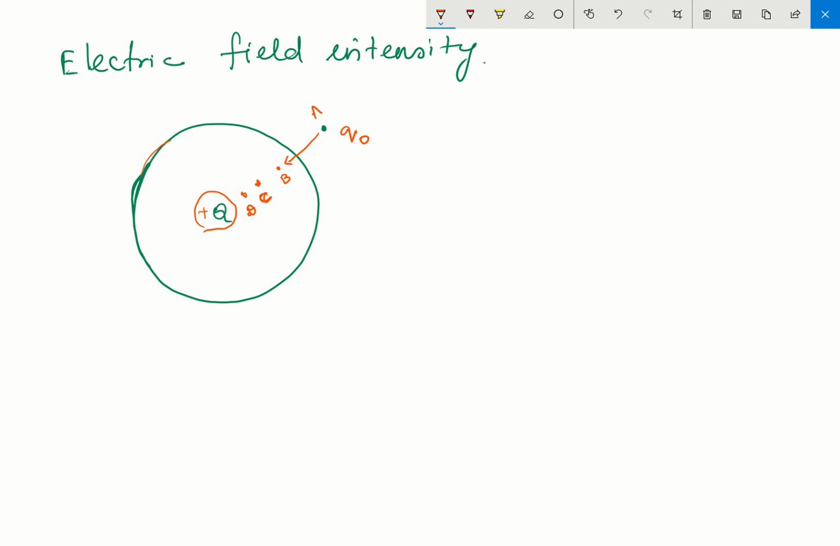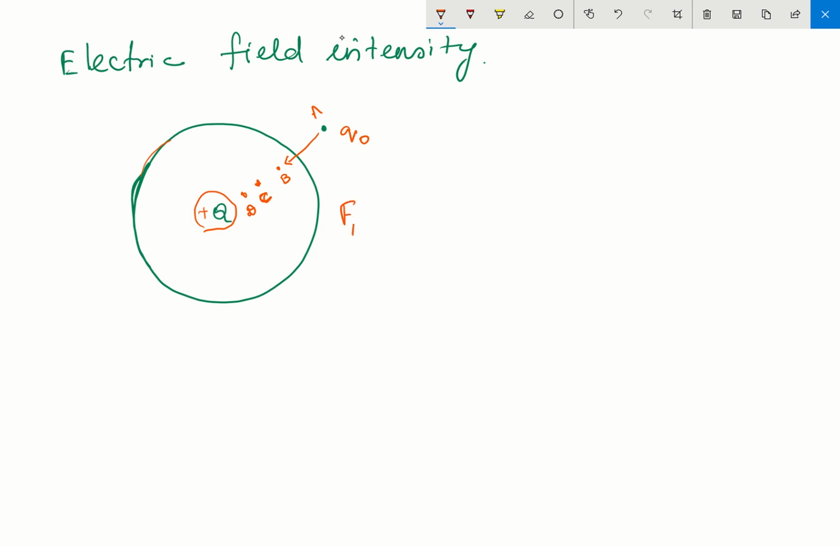But what is the magnitude of the force? The magnitude of the force at B, I think you know very well, is such that B is far off from the charge, so the influence is less. So the force of repulsion at B will be less.